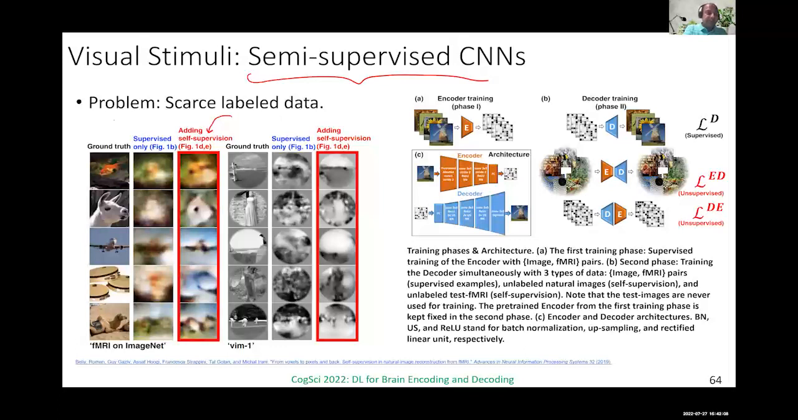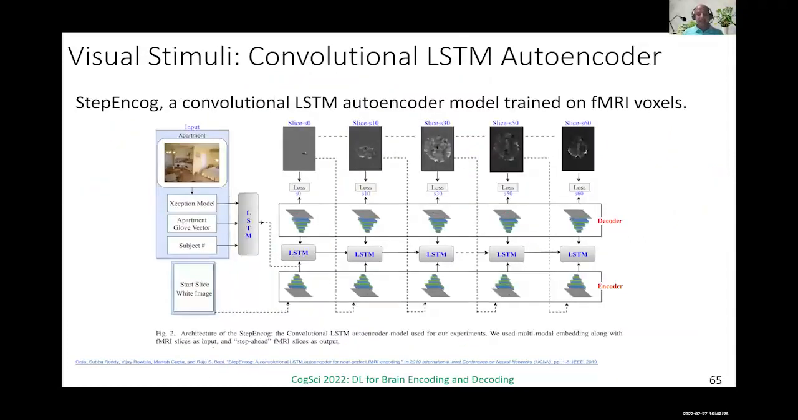As you see, these are the ground truth images that were shown to the people. If you did not use this autoencoder kind of technique, you would only be able to reconstruct to this quality. But the quality surely improves if you reconstruct using this semi-supervised technique, semi-supervised autoencoder based CNNs.